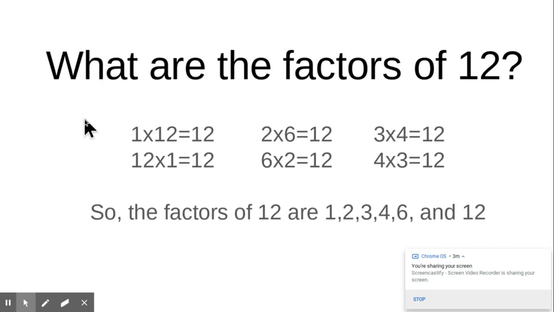Here are your factors. 1 times 12 is 12. 2 times 6 is 12. 3 times 4 is 12. And then, of course, their inverse. 4 times 3 is 12. 6 times 2 is 12. And 12 times 1 is 12. So we look at each number that can only appear one time. So the factors of 12 are 1, 2, 3, 4, 6, and 12.